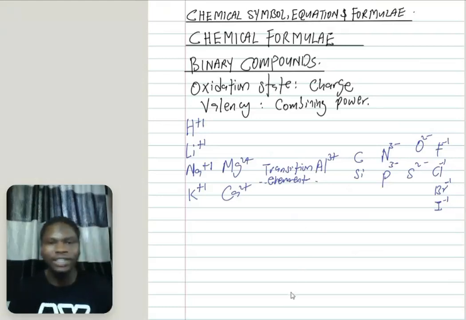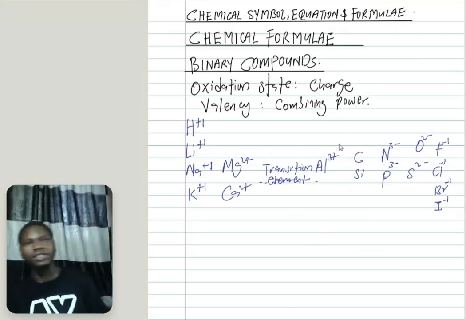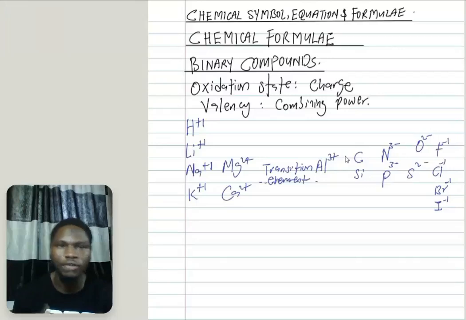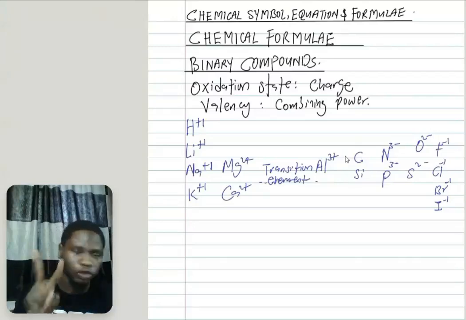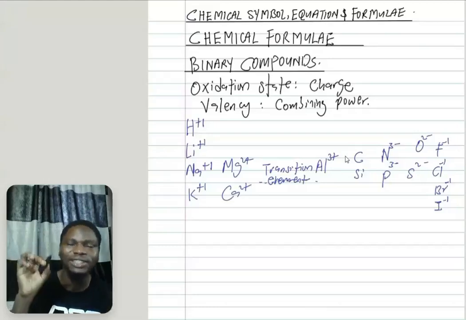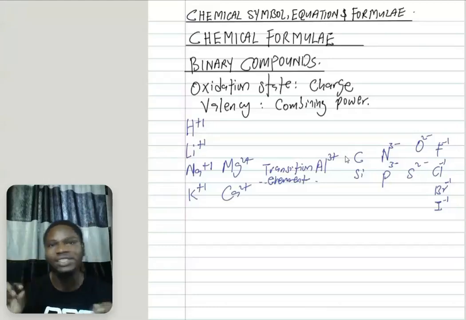Now, let's learn how to write the chemical formulae for binary compounds. If you hear the word binary compounds, bi means 2. They are compounds composed of just 2 elements. Now, to understand how to write the chemical formulae, you must first understand oxidation state. Oxidation state actually means the charge that an atom carries. That is what we call oxidation state.